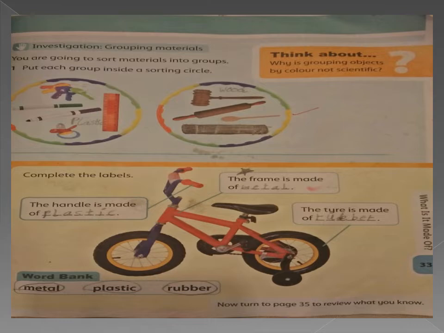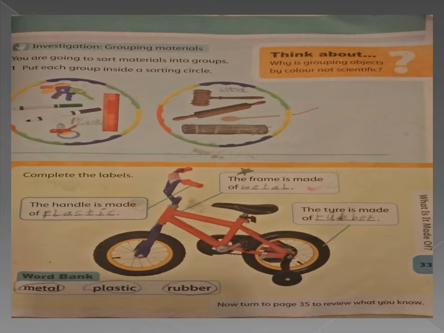Now at the end, complete the labels. You can see that there is a bicycle, and this bicycle is made up of different materials. As we can see, they have drawn a line to the handle. Is the handle made of metal? No, it is made up of plastic. So write plastic here, P-L-A-S-T-I-C, plastic. The handle is made of plastic.